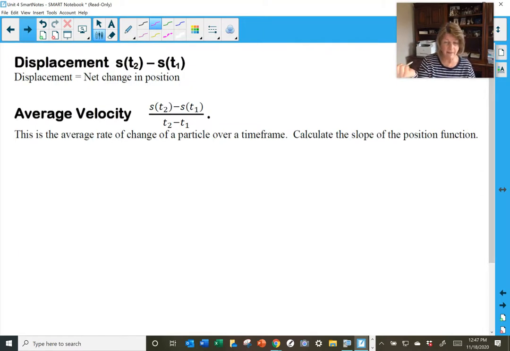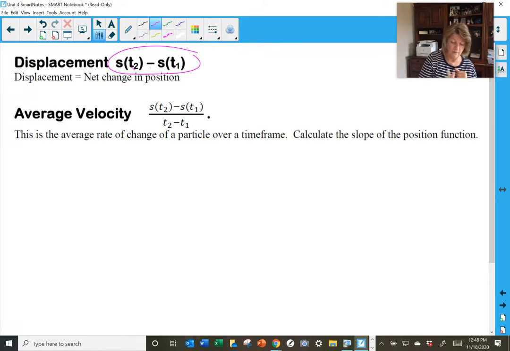Okay, displacement. There's just tons of definitions today. Displacement is the net change in position. So how much change from where I began to where I finished, right? Usually I do finish minus beginning, and that gives me my displacement. Average, and that's what I'm indicating here. Ending time, beginning time. So position at the end minus position at the beginning.